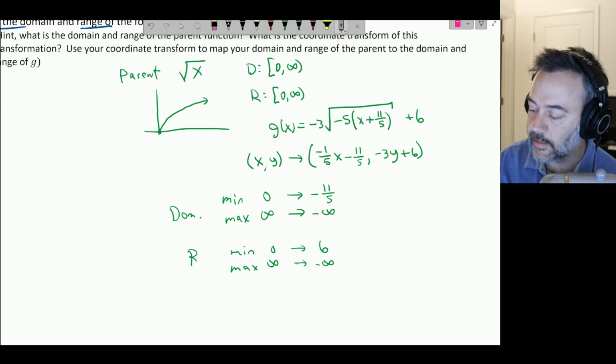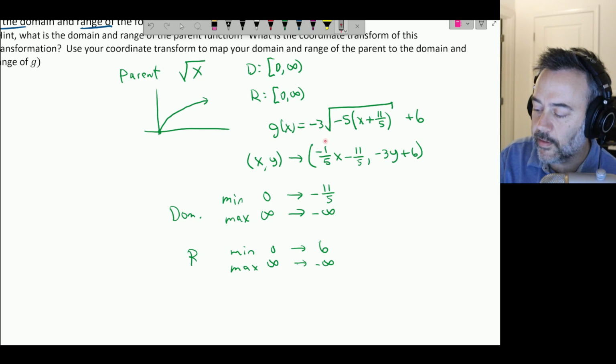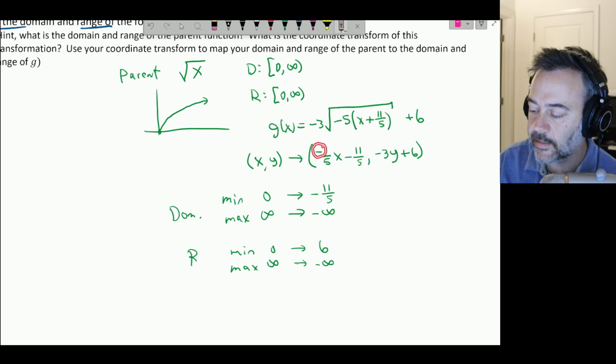Now notice this did the same thing, where this minus is a reflection over the y-axis. This minus on the outside, which is this minus here, is a reflection over the x-axis. So these swapped max and min from the original.